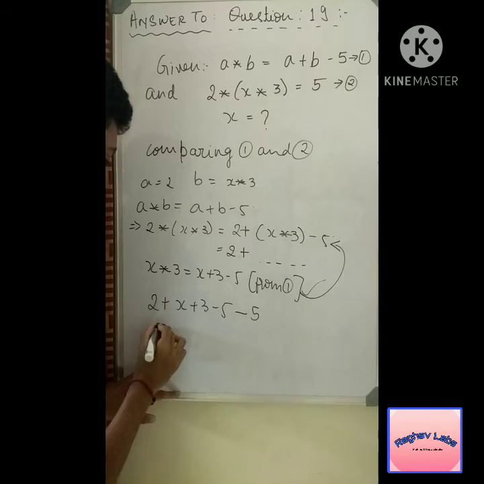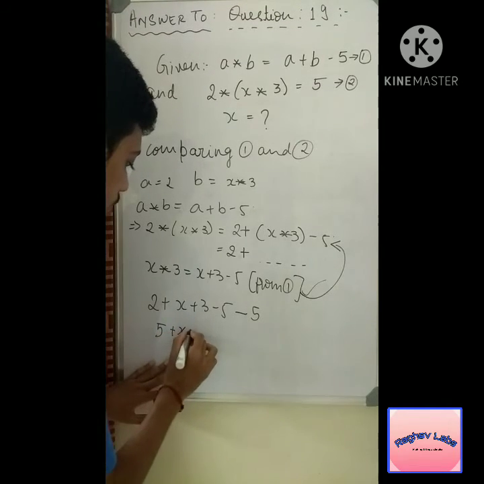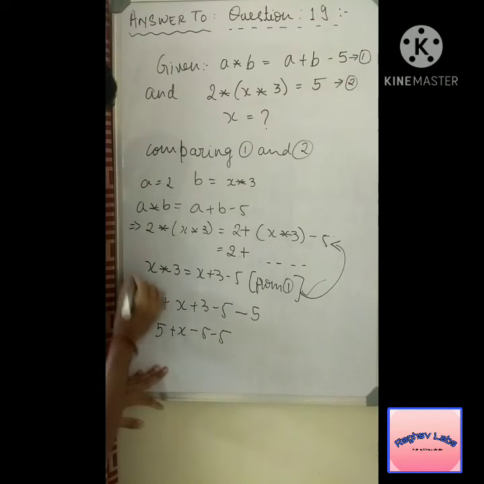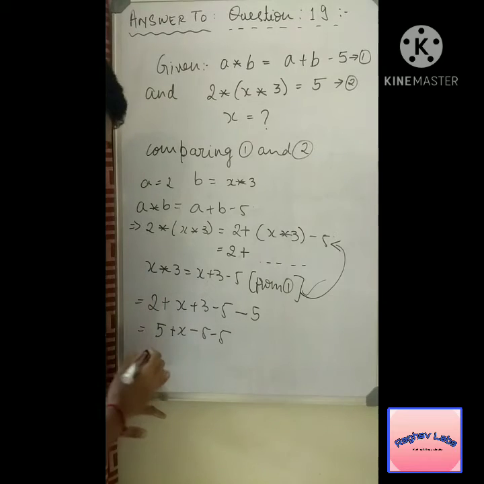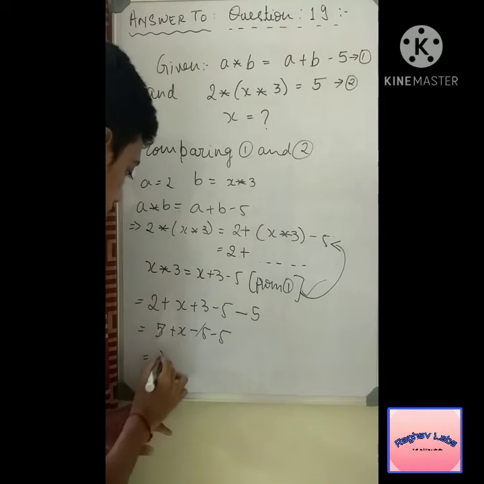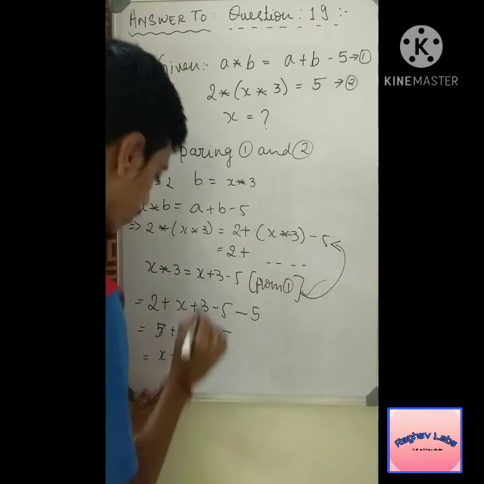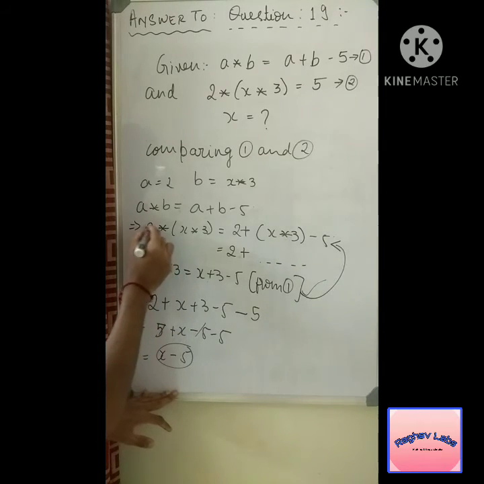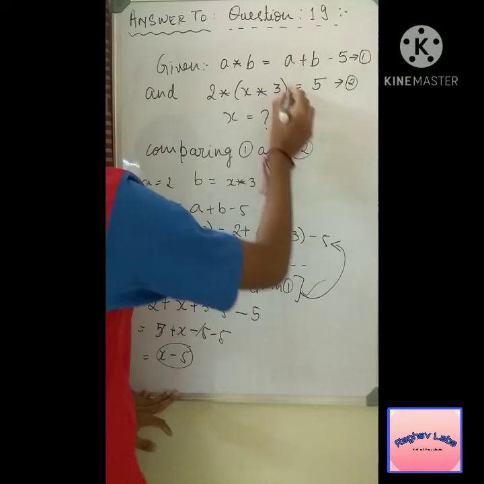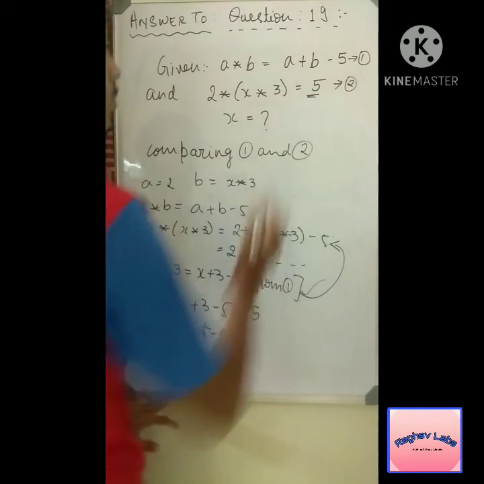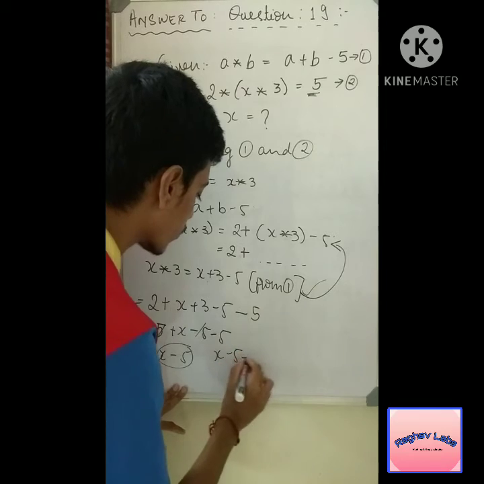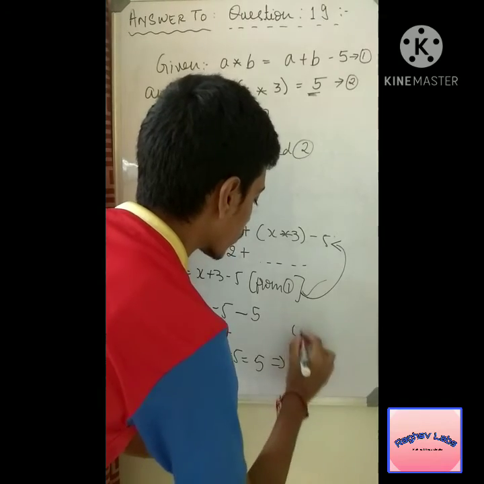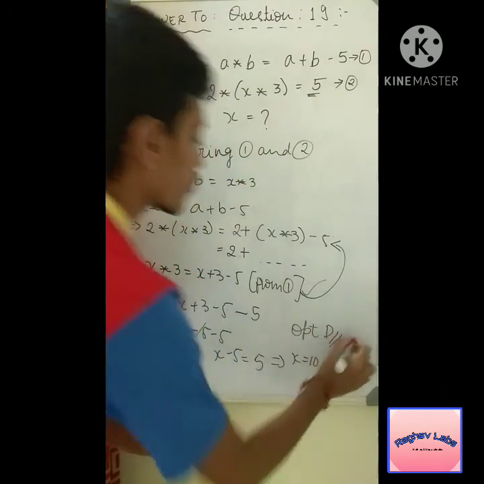2 plus 3 is 5, so 5 plus x minus 5 minus 5, one 5 and the other minus 5 get cancelled. x minus 5 will be left, so we get x minus 5 is equal to 5. Yes, according to equation number 2, so x is equal to 5 plus 5, which is 10, option D.